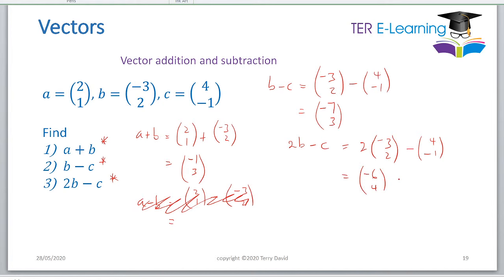So this is one vector here. And we're going to subtract 4 minus 1. So minus 6 minus 4 gives me minus 10. And then 4 minus 1 is the same as saying 4 plus 1. So you're going to get minus 10, 5. Alright, so see, most of you all got that. Great job.